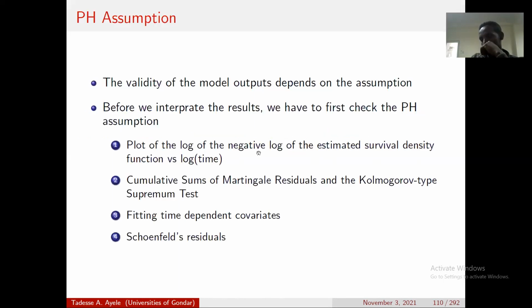Now, before we interpret, we have to test the assumptions, the PH assumption. The validity of the model output depends on the assumption as well. Before we interpret the results, we have to first check the PH assumption. Checking the assumption can be done with plots. We can also use the cumulative sum of martingale residuals and the Kolmogorov-type supremum test. The third one is fitting time-dependent covariates. And finally, scaled Schoenfeld residuals can be used to test the PH assumption.